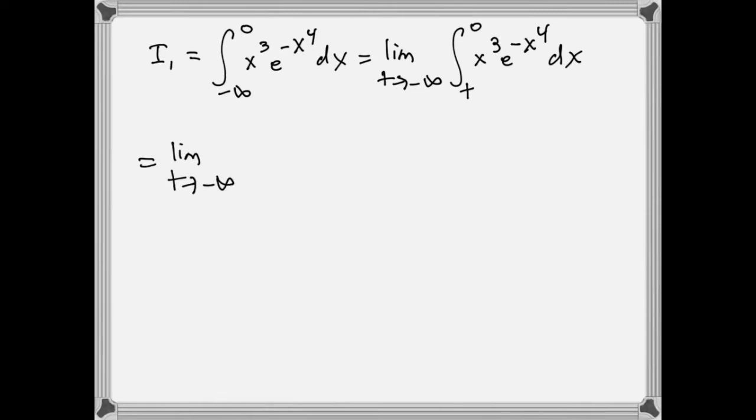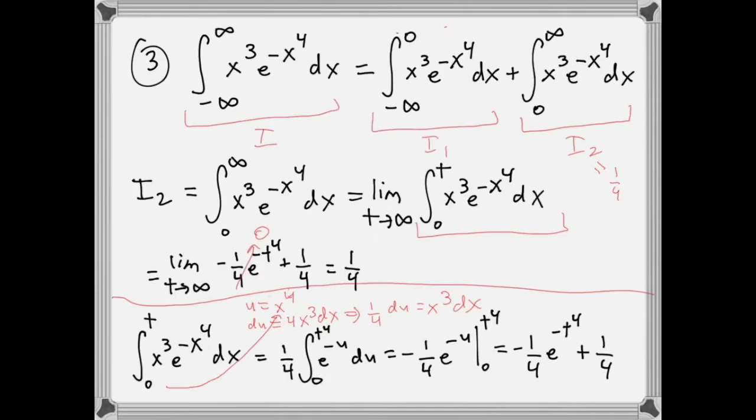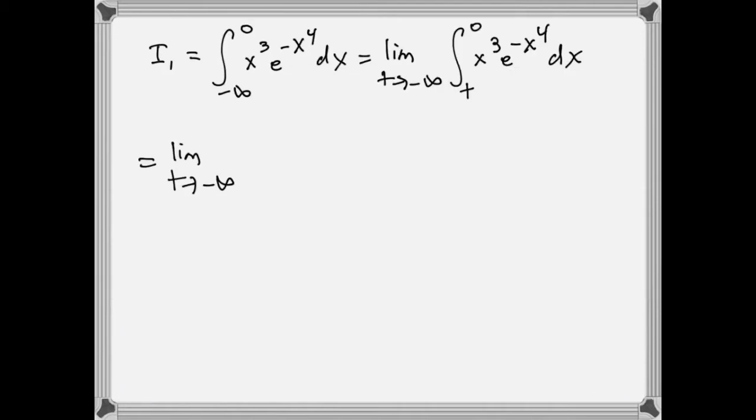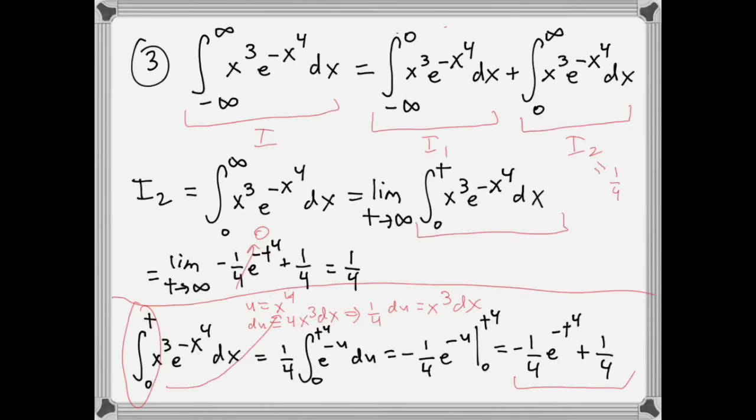So here's the thing, right? I don't have to do this from scratch because I did the exact integral before, didn't I? Except I didn't go from t to 0. Where did I go from over here? Over here I went from 0 to t. And so the only difference is that I'm going to get the negative of the answer I got over here, right? So I'm basically just going to swap the two signs. So I get 1/4 e to the negative t to the fourth minus, right, 1/4.